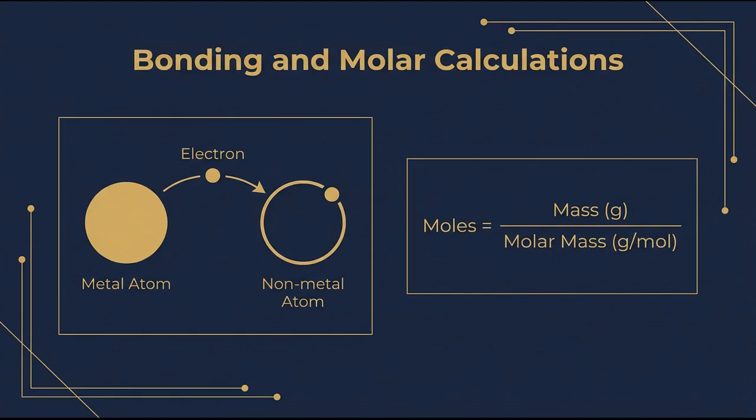When doing chemical calculations, we use moles. 1 mole of any substance contains the Avogadro constant, which is approximately 6.022 times 10 to the power of 23 particles. If you have 18 grams of water, which has a relative formula mass of 18, you simply divide the mass by the formula mass to find you have exactly 1.0 moles of water.